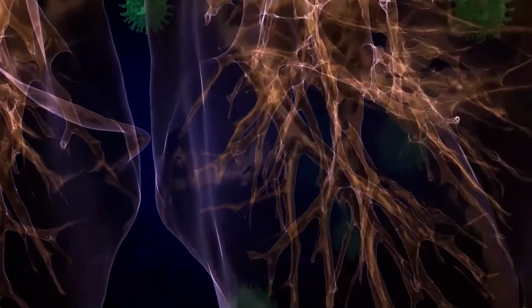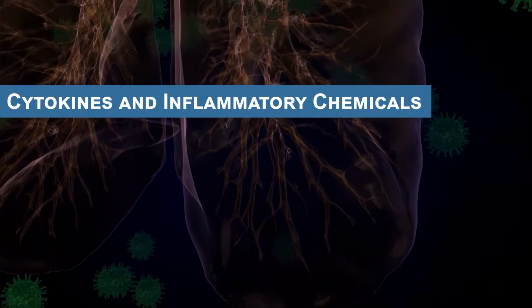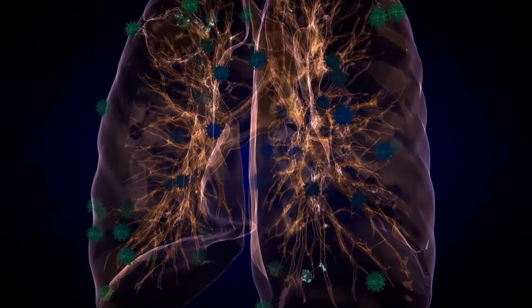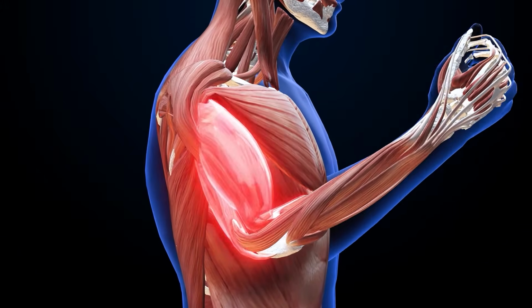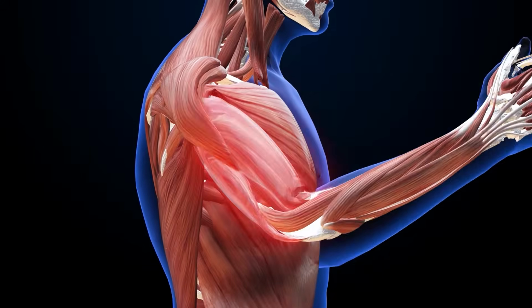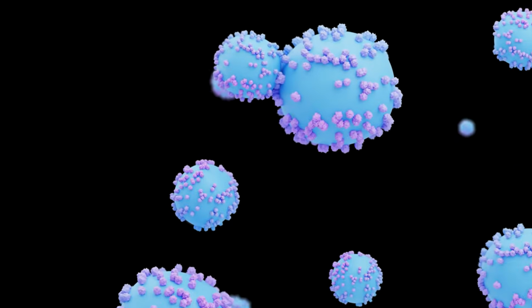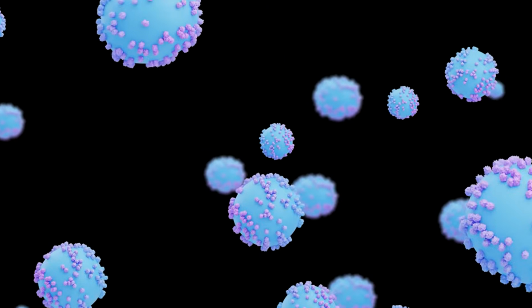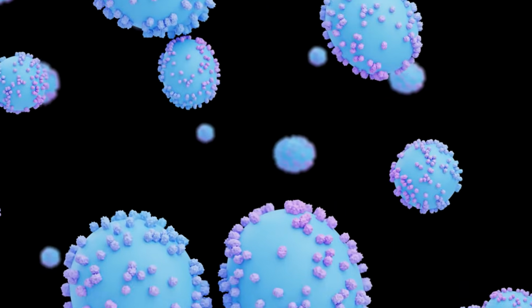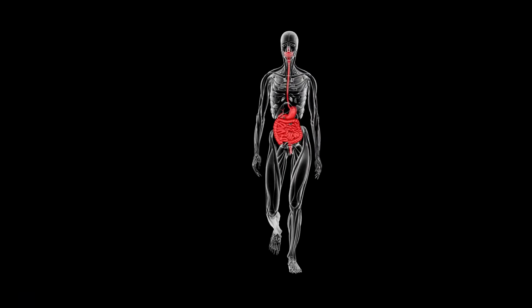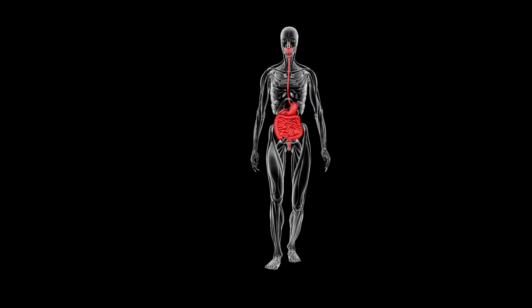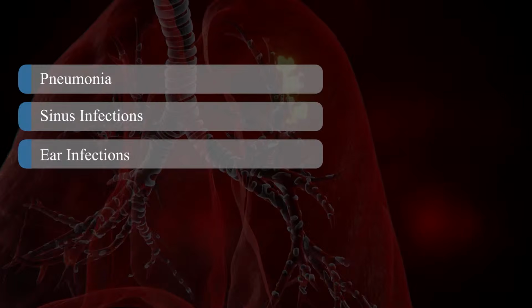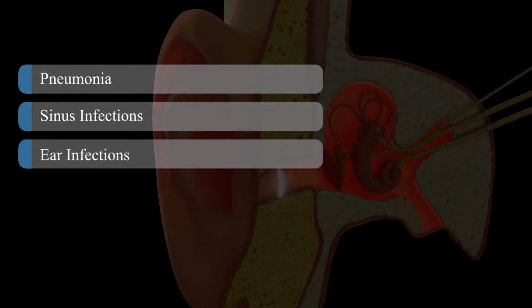The immune system responds by releasing cytokines and inflammatory chemicals, which help fight the virus but also cause many flu symptoms. This inflammatory response leads to fever, muscle pain, fatigue, and loss of appetite. In some cases, an excessive immune reaction known as a cytokine storm can cause severe tissue damage and life-threatening complications. Influenza can also weaken the immune system temporarily, making the body more susceptible to secondary bacterial infections, such as pneumonia, sinus infections, and ear infections.